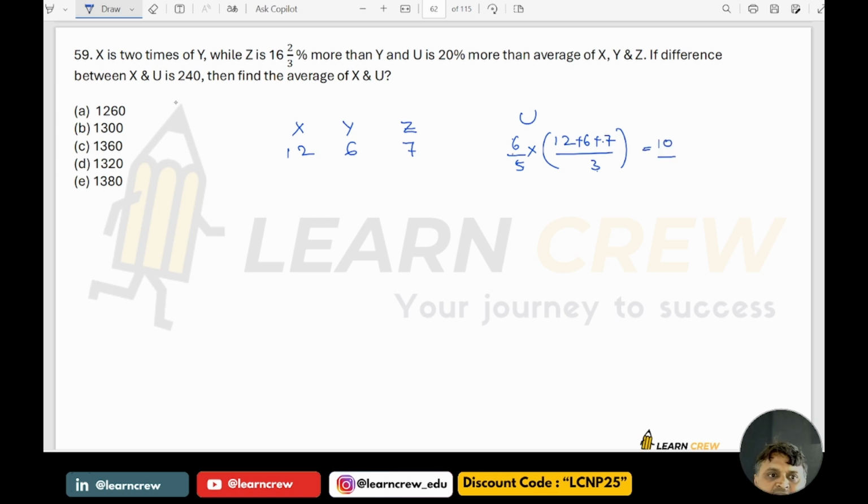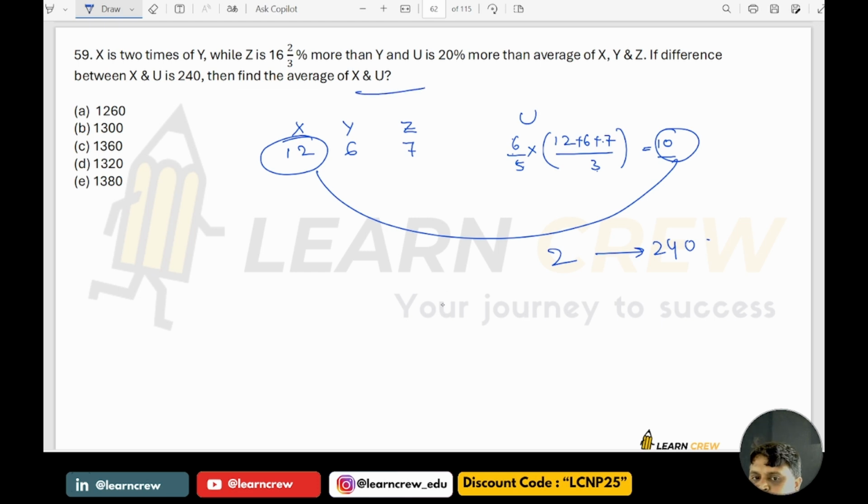If the difference between X and U is 240. Now X is 12, U is 10. The difference here is 2. This 2 is given as 240. Then what is the average of X and U? X plus U by 2, 12 plus 10, 22 by 2, 11. 11 into 120 is 1320. So 1320 is the answer.